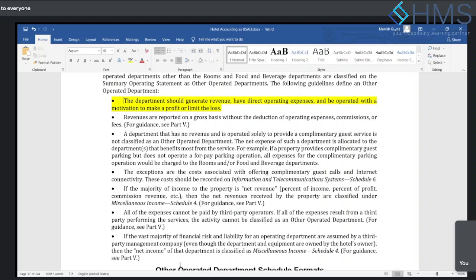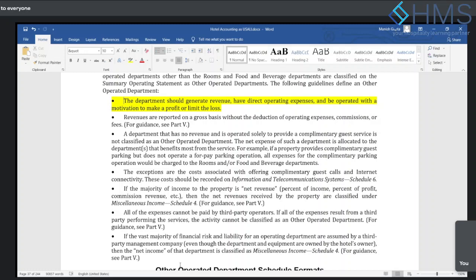Then sometimes the hotel, apart from a telephone department, may have a business center. Now, a business center in many hotels can be big, if it's a business hotel. A business center may have many types of revenues, right? You may have calling service, you may have secretarial services, you may have printing services, you may have courier services.